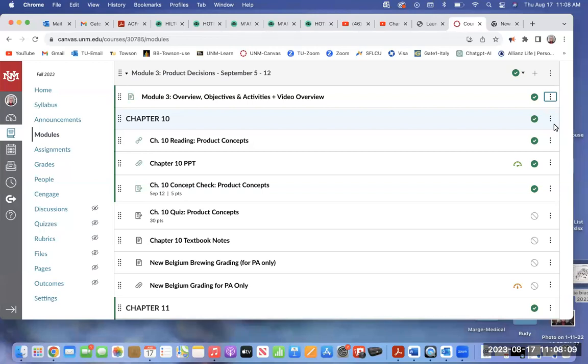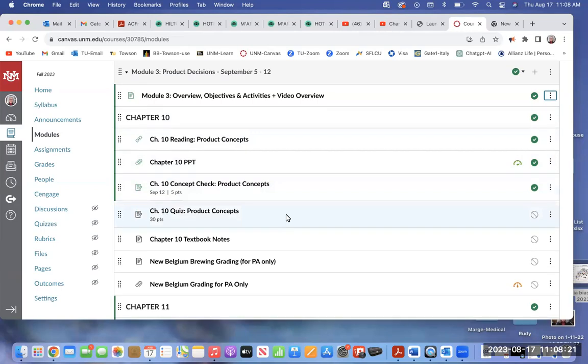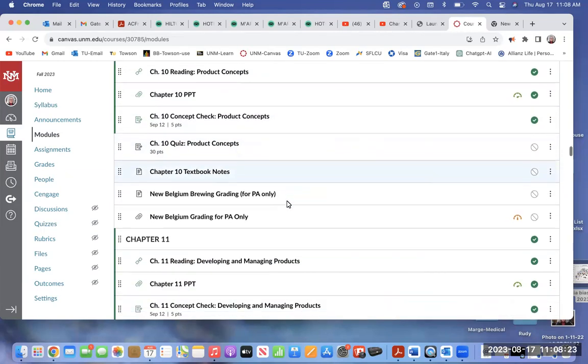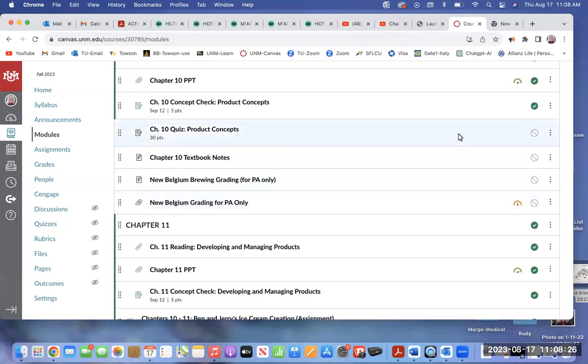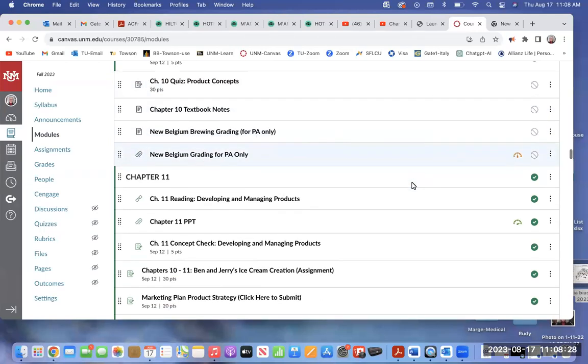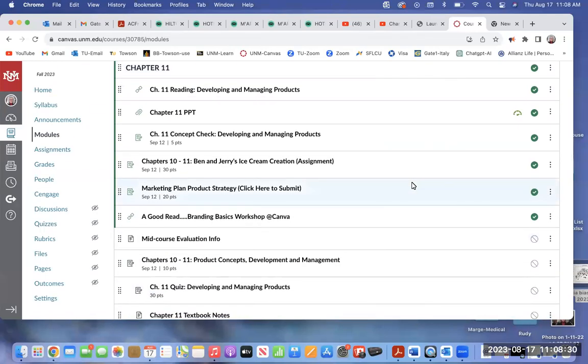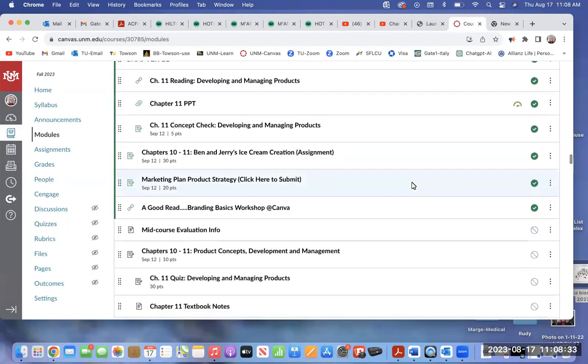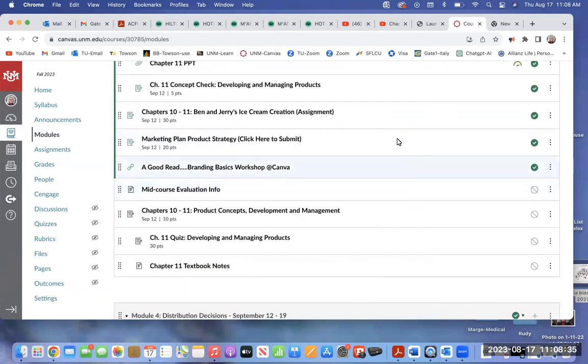So these chapters are not too intense. They're really interesting. And during this time, you're going to read about it. There's some PowerPoints if you care to look at it. You're going to do your concept check. And then we're not taking the quiz. You're seeing this, but for the 8-week session, I've taken it out. And then chapter 11, you're going to read, look at PowerPoints, do your concept check, and there's a really fun assignment. Actually, Ben & Jerry's ice cream creation. You're going to be a flavor guru.